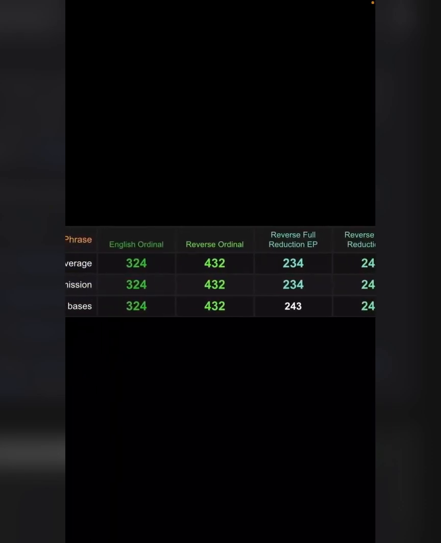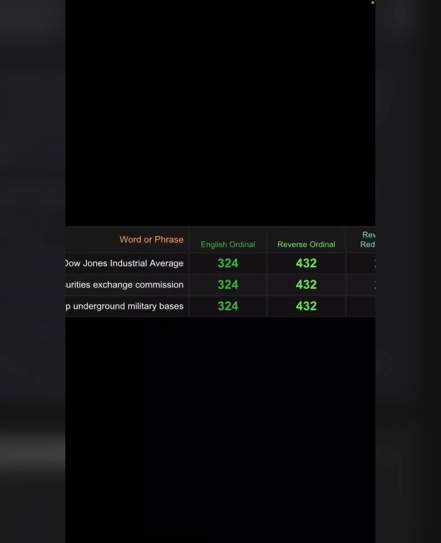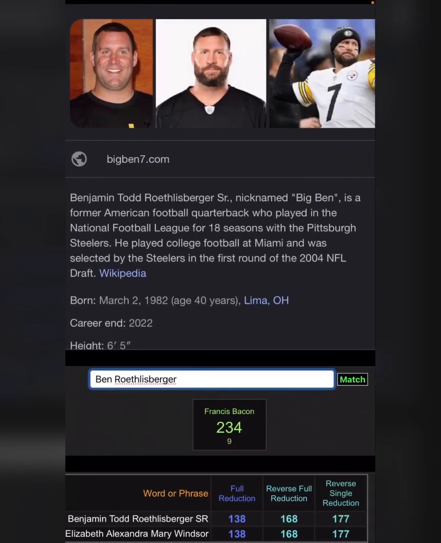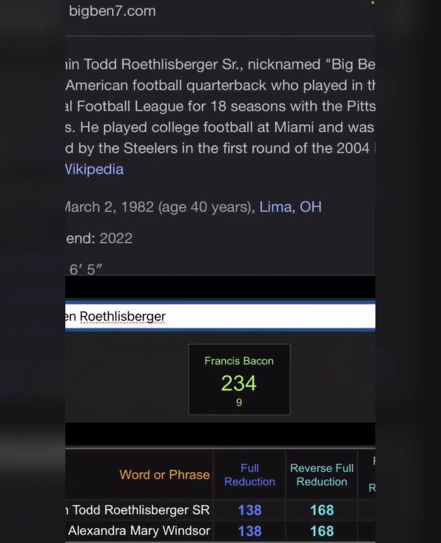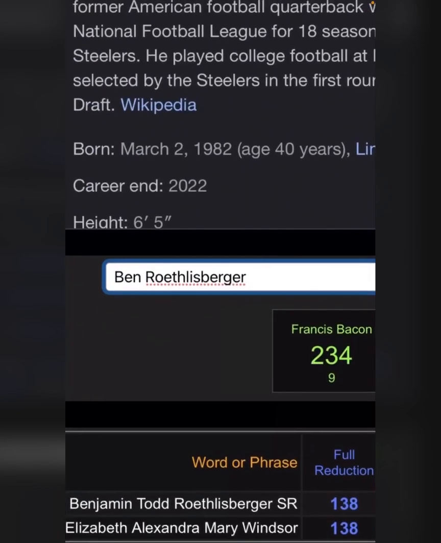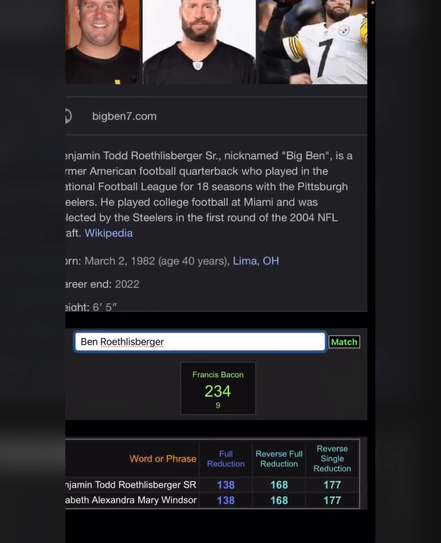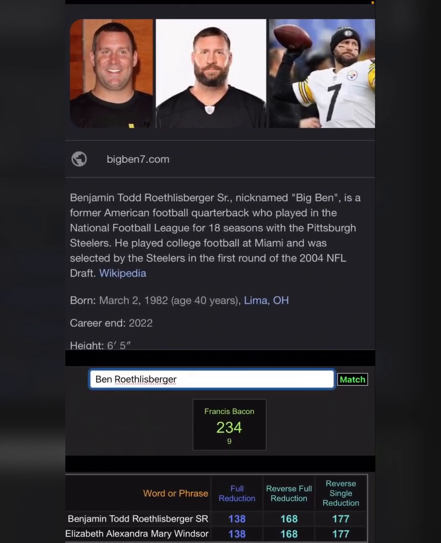Again, not a coincidence. So the last guy I want to bring into this is a guy that retired from football earlier this year. His name in Francis Bacon is 234. And notice that his full name, Benjamin Todd Roethlisberger Sr., is a direct match to the full name of the Queen, Elizabeth Alexandra Mary Windsor: 138, 168, and 177. But just notice, guys, the same number that keeps coming up, the 234, in the name he's most known by, which is Ben Roethlisberger.